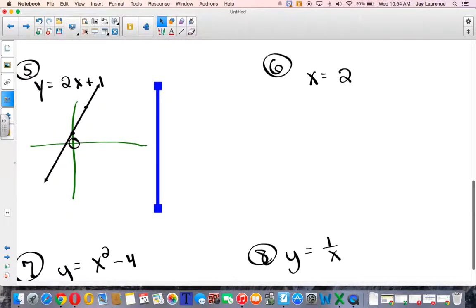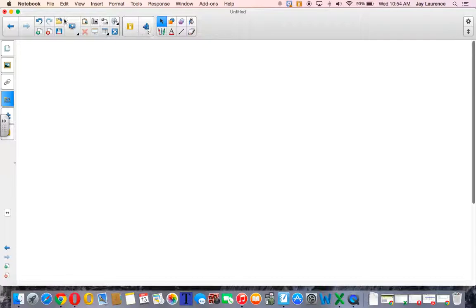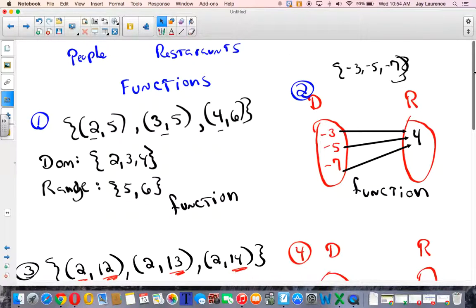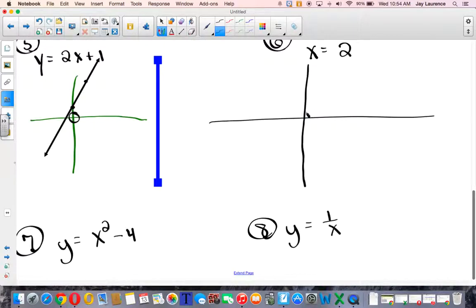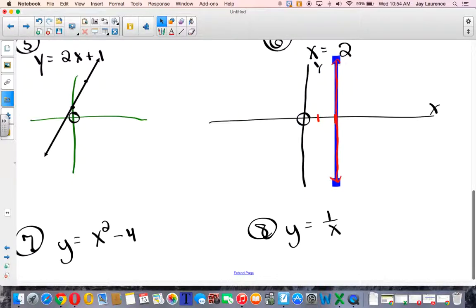Number 6, hopefully you know that that's going to be a vertical line. Oops, sorry about that. Let's see here, where'd 6 go? All right, 6 is going to be a vertical line, right? And it would occur at x equals 2, so maybe right here. And of course, I'm drawing this very crudely. I'm in a little bit of a hurry. This would fail the vertical line test, wouldn't it? Because that would intersect the whole line all the way. Okay. The domain would only be 2. The range would be any real number because y could be anything. And so this would only be a relation.